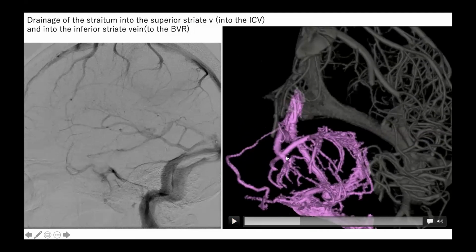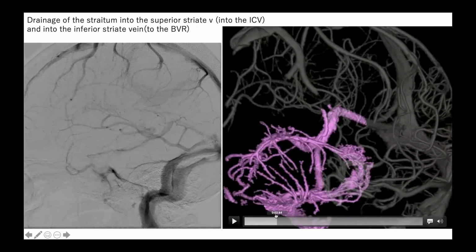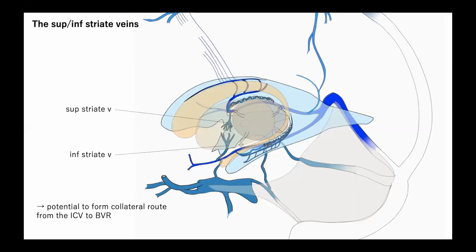So this is the superior straight vein, and it's not in a very good angle for you to see. These are the inferior straight veins. They can drain into the basal vein of Rosenthal or skip that, and they could go all the way to drain directly into the cavernous sinus. So this is the summary of the superior straight and the inferior straight vein.